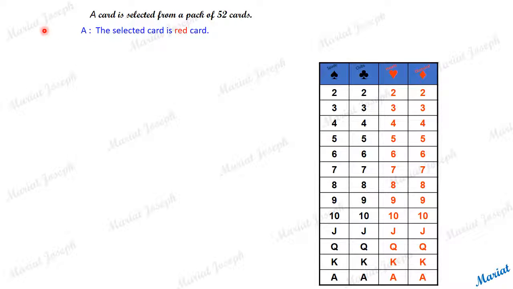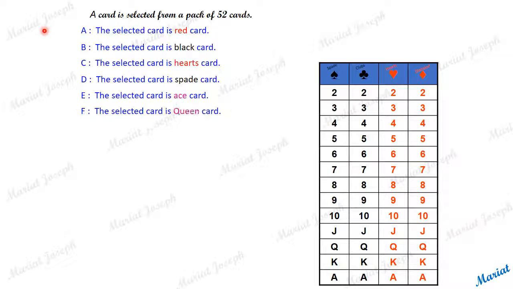Let's consider a few events. Event A: the selected card is a red card. Selected card is a black card, hearts card, spade card, ace card, queen card. These are a few events we are going to consider. What are events? Events are subsets of the sample space. What is sample space? Sample space is the set of all possible outcomes of a random experiment. These are the 52 possible outcomes. The set of the whole outcomes is called sample space.